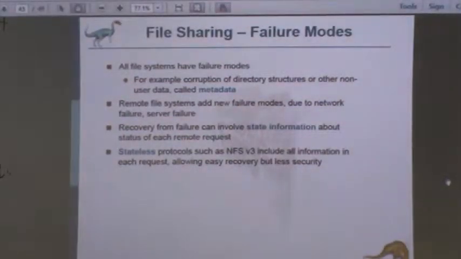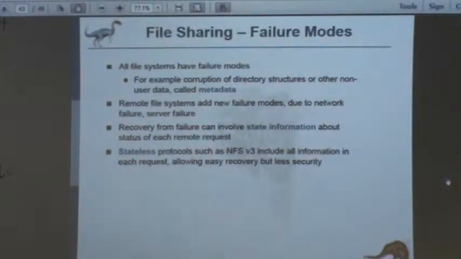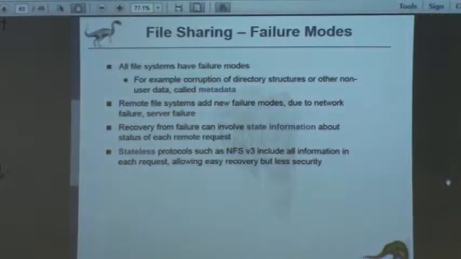That's called the failure mode. So your network file system should have the capability to recover in case of network failure.